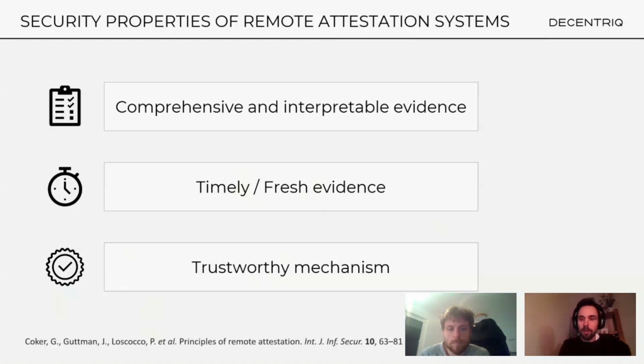So now I'm going to let Andras talk about those specific challenges when we wanted to enforce these three security properties with current CC tech.